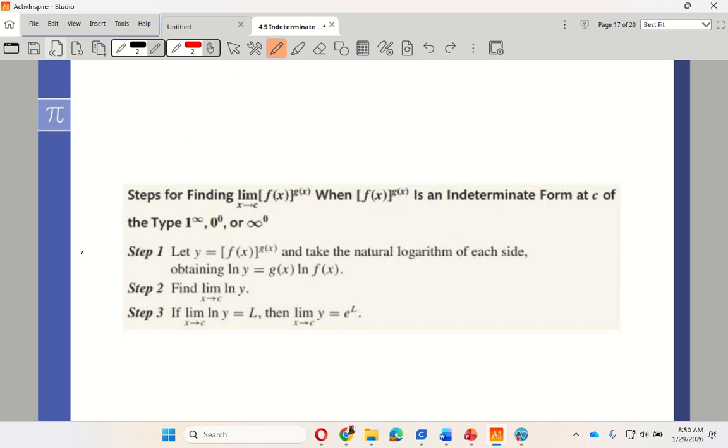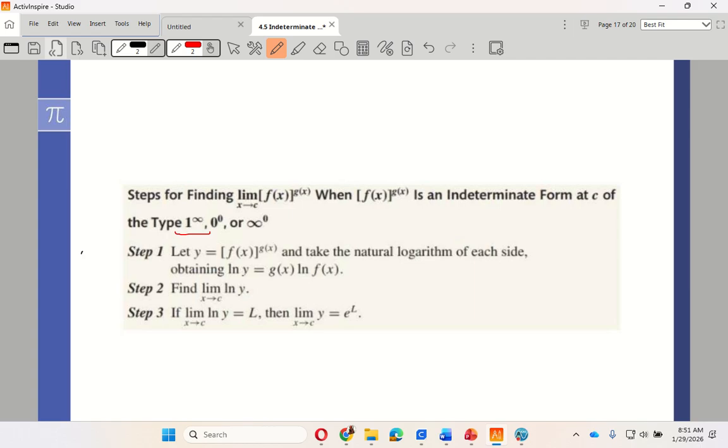Steps are finding indeterminate for these ones right here. When the limit as x approaches c of f of x raised to the g of x is an indeterminate form at c in the type of 1 to infinity. Think about that. What's 1 squared? What's 1 to the third power? What's 1 to the 10th power? No matter what, as I keep getting larger and larger, 1 to infinity is still going to be 1. So that's important.